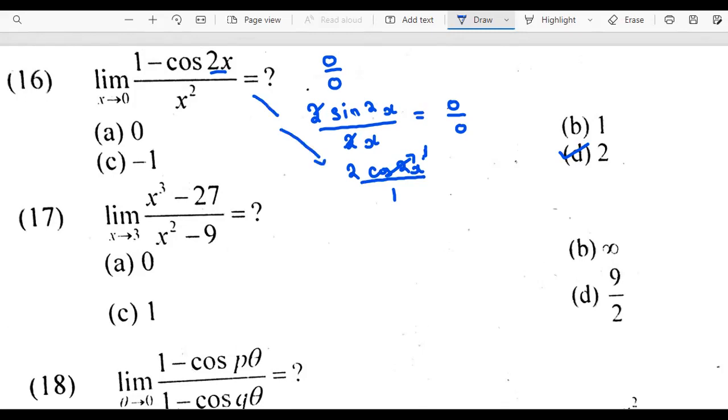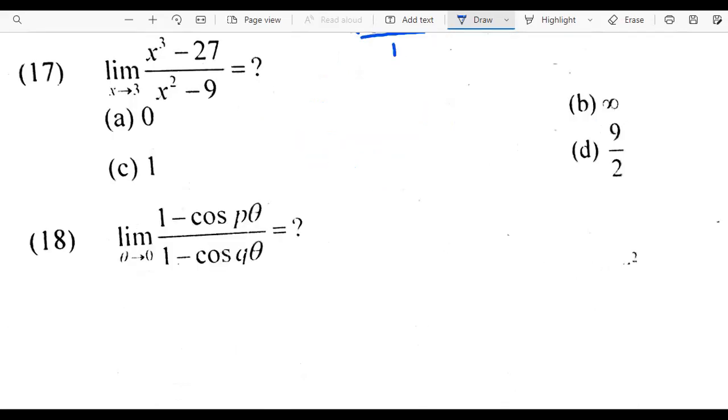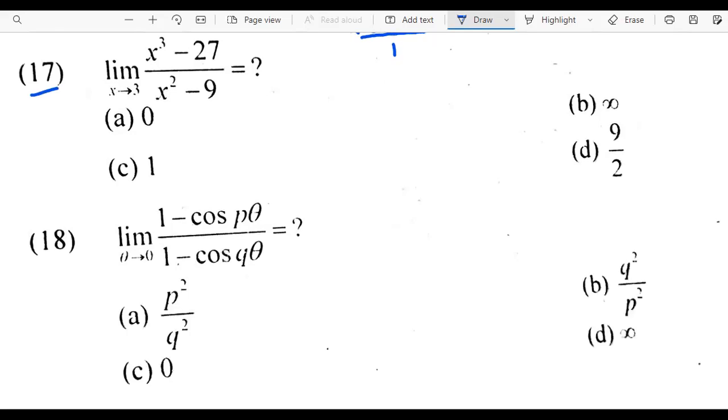Okay. Let's talk about the 17th question. In the 17th question, we have x cube minus 27 divided by x square minus 9 with the limit x going to 3. So it would be 27 minus 27 divided by 9 minus 9. Again, this is 0 by 0 form. We cannot work this way. We need to find the derivative of both the numerator and the denominator.